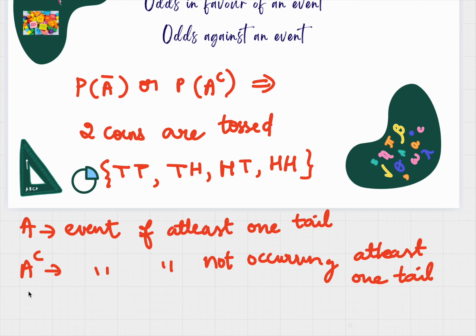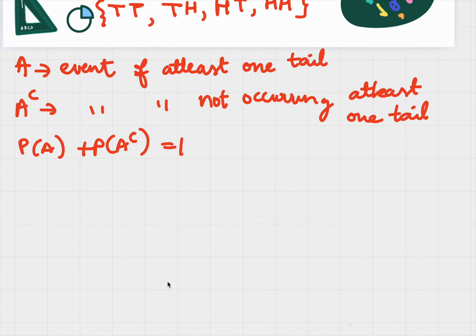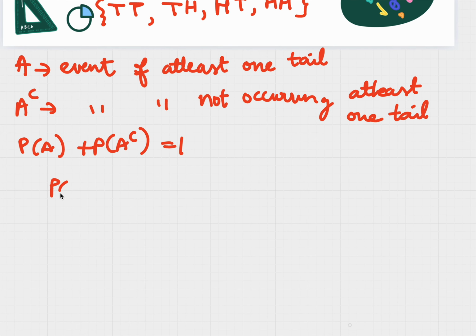So how do we do it? P of A plus P of A complement will always be 1. So P of A complement is nothing but 1 minus P of A.